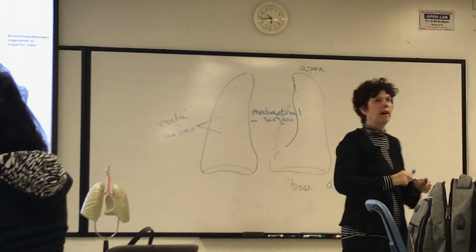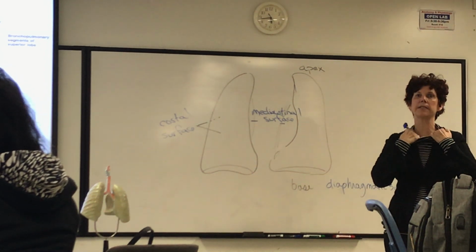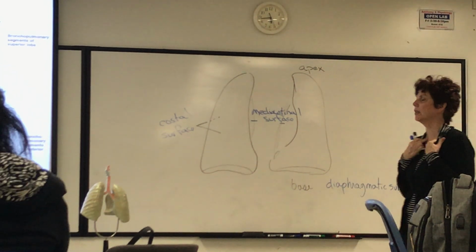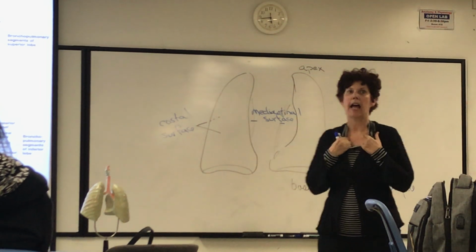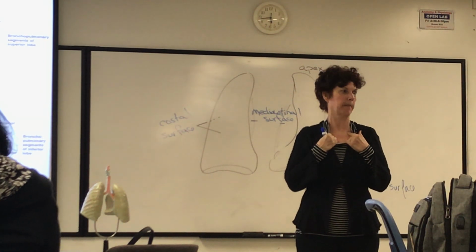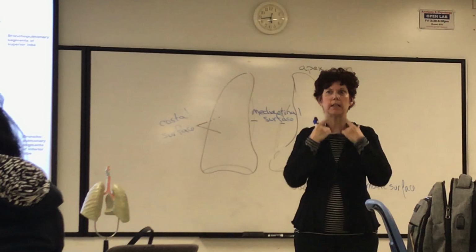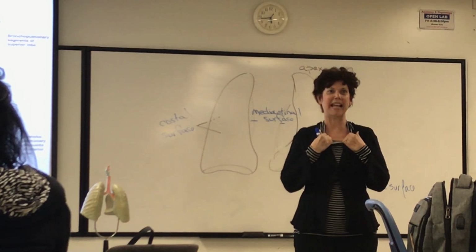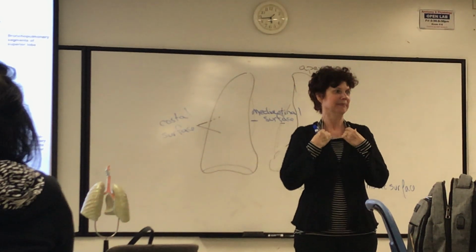Okay? Now, point to yourself where you think the apex would find its location after you've taken a deep breath. Where would the top surface of the lung be when you take it as deep a breath as you can?